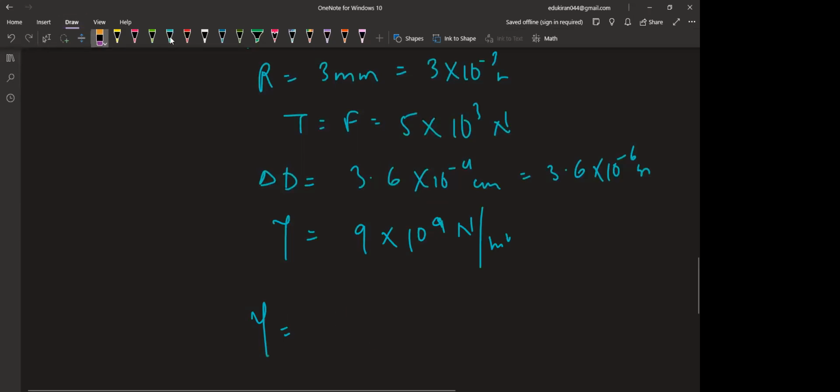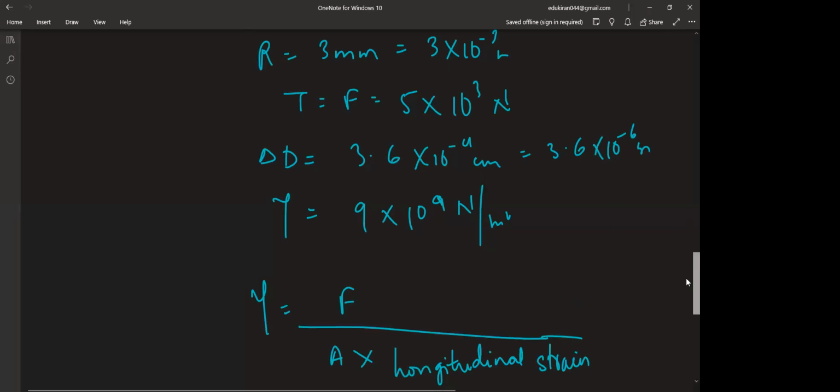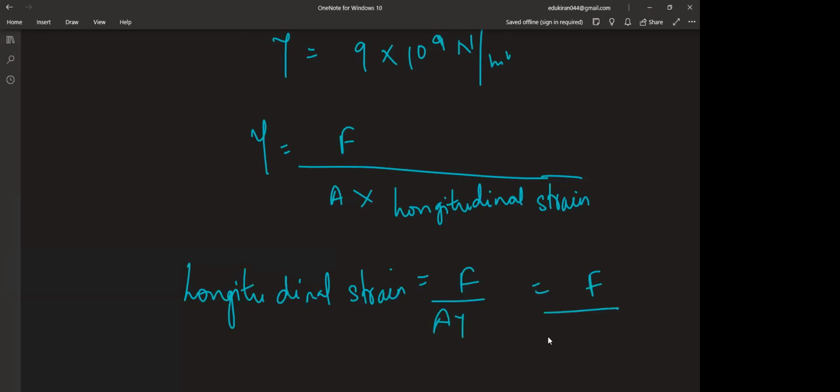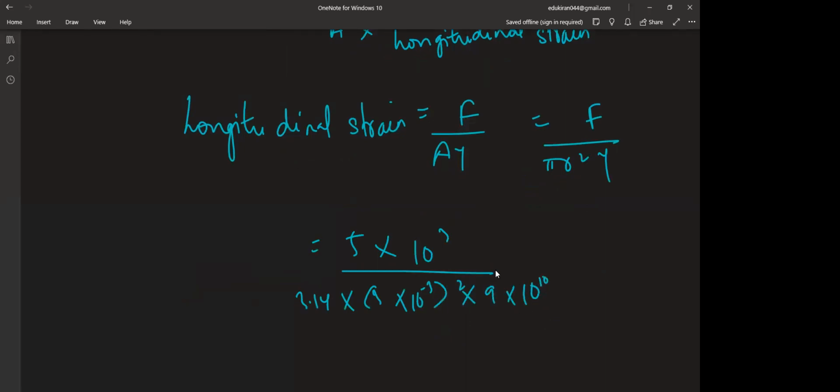Or directly, I can write this as Y, this is force per unit area into longitudinal strain. So, longitudinal stress is force upon area. If we want to find out what is longitudinal strain from here, longitudinal strain will be force by area into Young's modulus. So force by pi r square into Young's modulus, it will be. Now just substitute in the values. It will be 5 into 10 to the power 3 by 3.14 into 3 into 10 to the power minus 3 whole square into 9 into 10 to the power 10. So this is equal to 1.96 into 10 to the power minus 3.